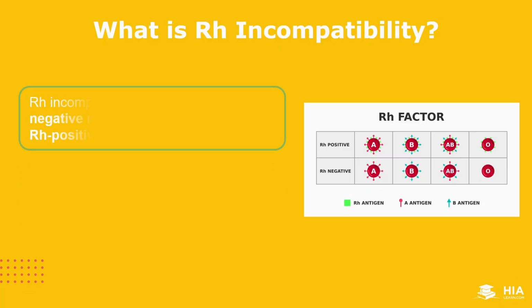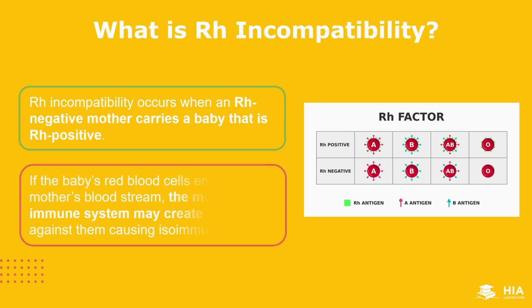Rh incompatibility arises when an Rh negative mother is pregnant with an Rh positive baby. If the baby's red blood cells enter the mother's bloodstream, the mother's immune system will interpret the Rh antigen on the baby's cells as foreign and will create antibodies against the baby's blood, causing isoimmunization.